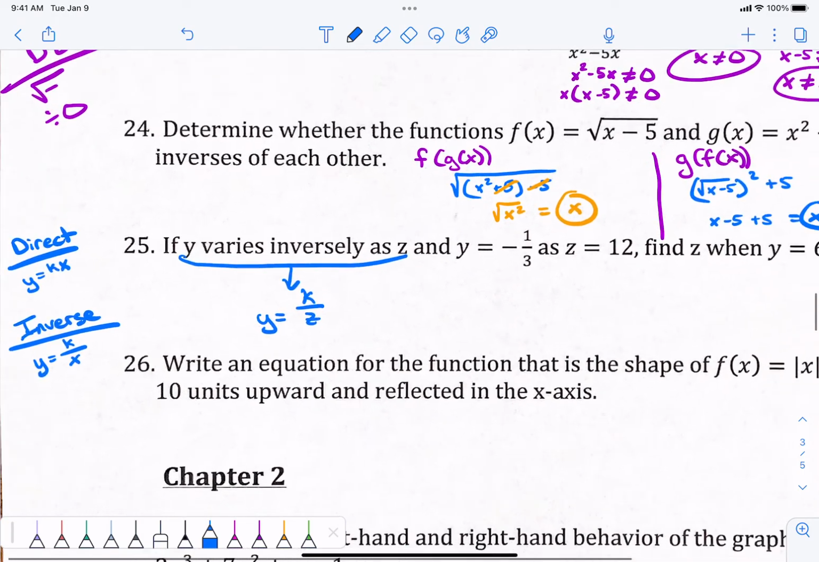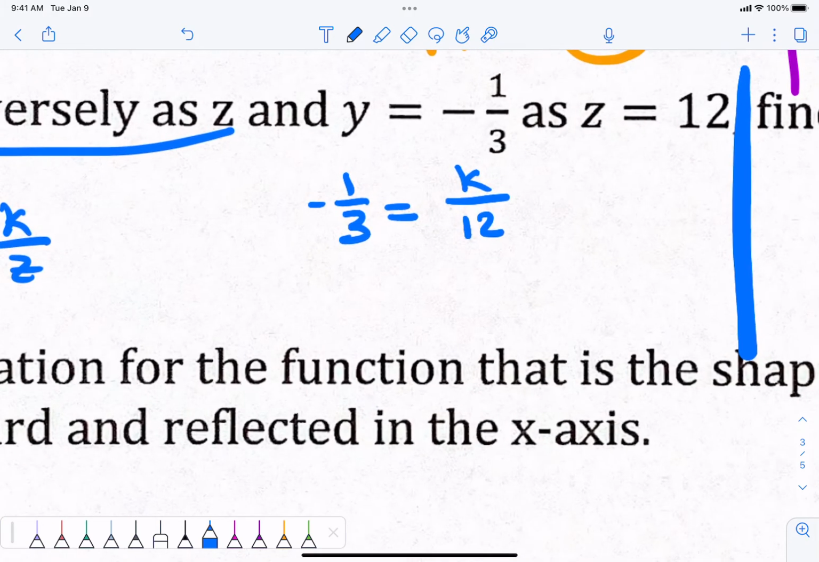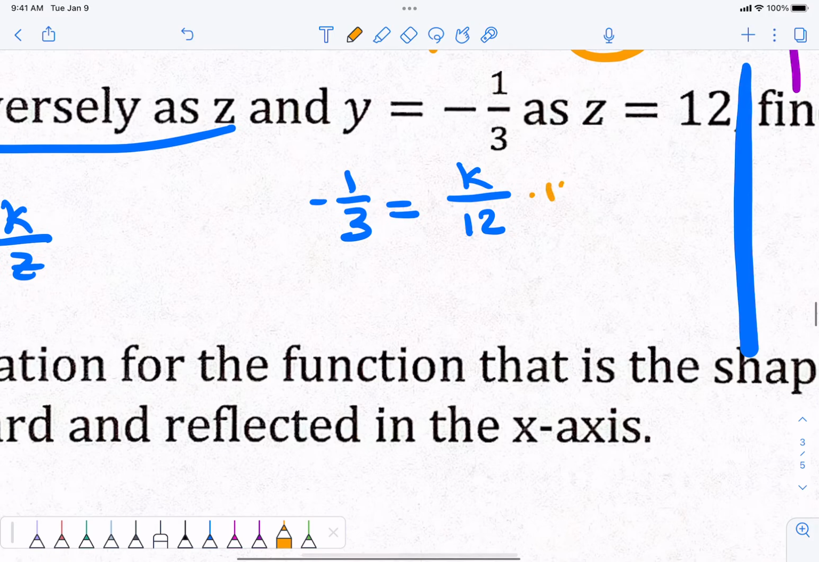And we know that y equals negative 1/3 when z equals 12, and we're going to stop there and solve that part of it. Y equals negative 1/3 when z equals 12. Times 12, to solve for k. K equals negative 4.